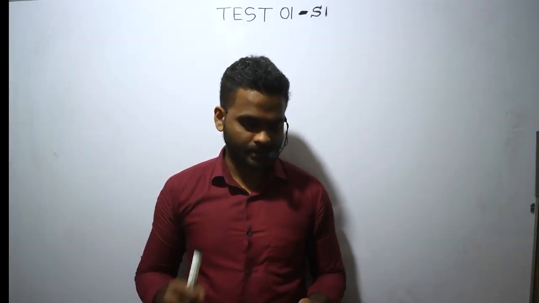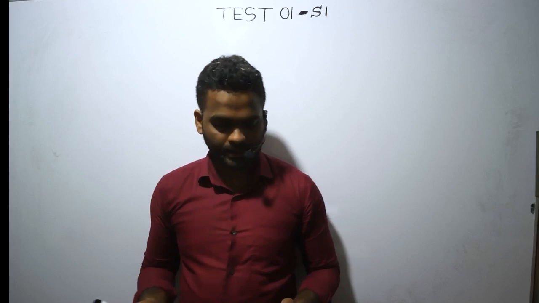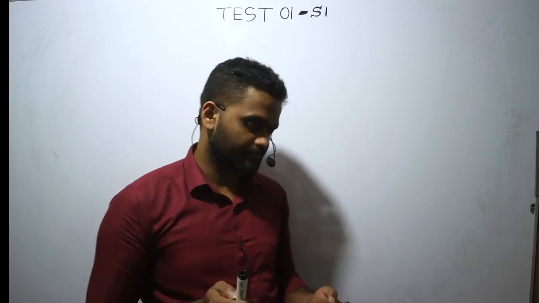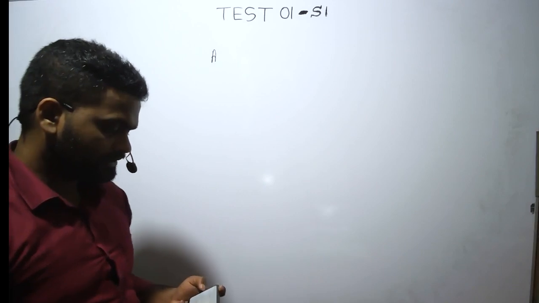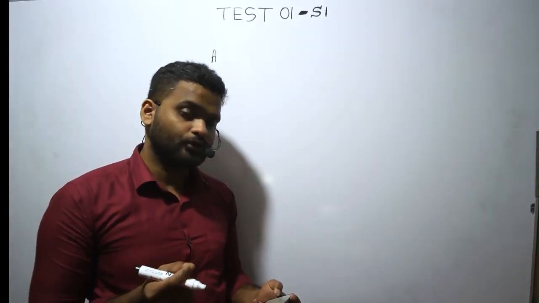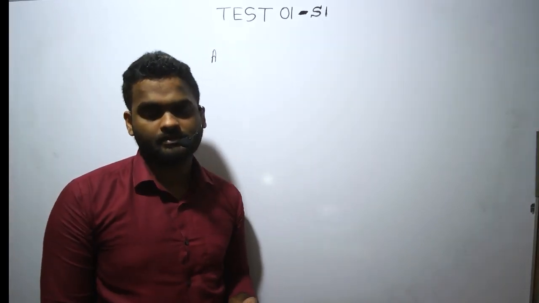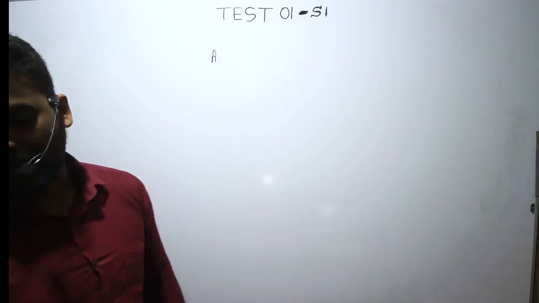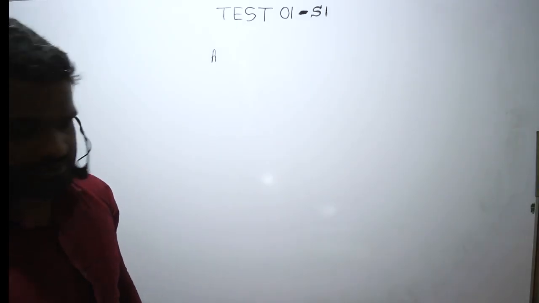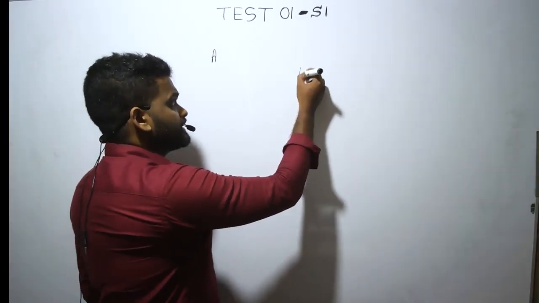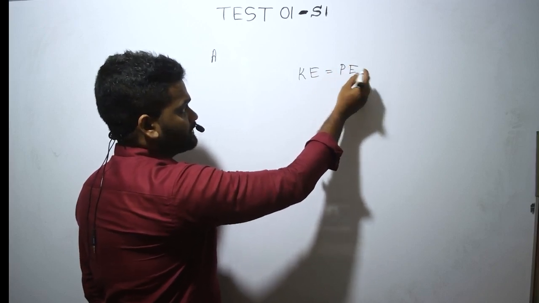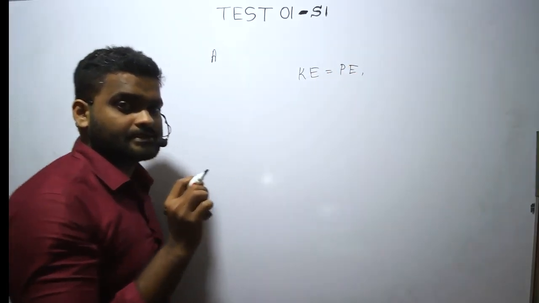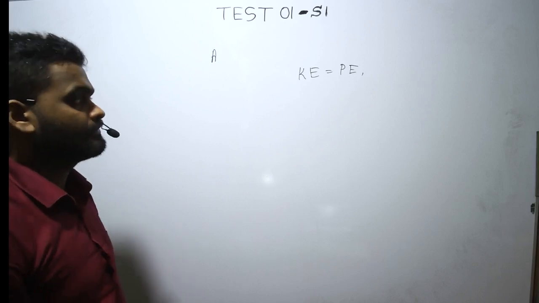13th question. An object in simple harmonic motion has an amplitude capital A. What is the displacement of the object when the kinetic energy is equal to potential energy? Okay. When the kinetic energy is equal to potential energy. So this is the requirement, right? Kinetic energy equals potential energy. So when this happens, what they ask is displacement, x.